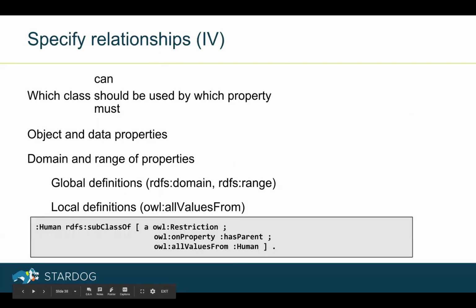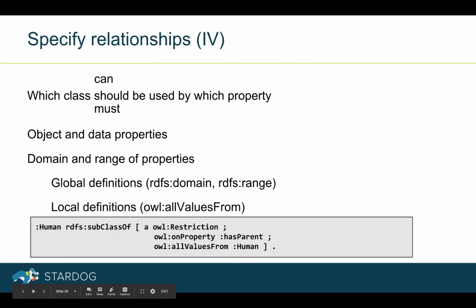Lastly, we need to specify the relationships between our entities. Remember that properties are defined by the classes that use them and not the other way around. So for each property you have to consider which class can, should, or must be used by it. Keep in mind both object properties that relate entity to entity, and data type properties that relate entity to literal or piece of data.